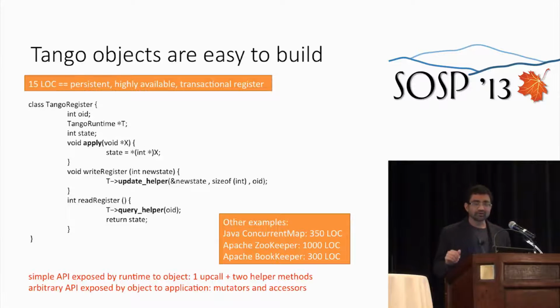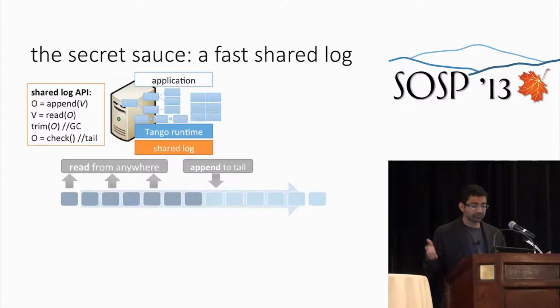So I'm going to go to the third part of the talk, which is performance. We're sending all this data through a shared log. Isn't the shared log a bottleneck? So let me just go through the design as I've described it. Up on top, you have an application on the client. It's interacting with data structures, Tango data structures. Each Tango data structure is interacting with the Tango runtime, which in turn is doing appends and reads on a shared log.